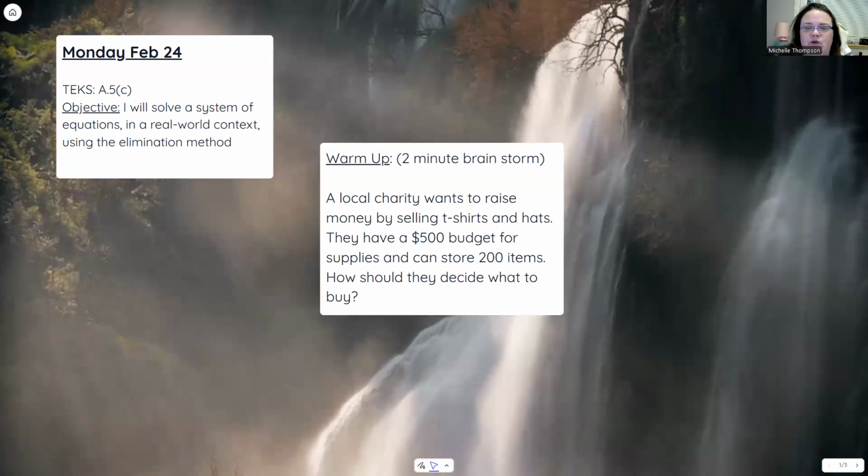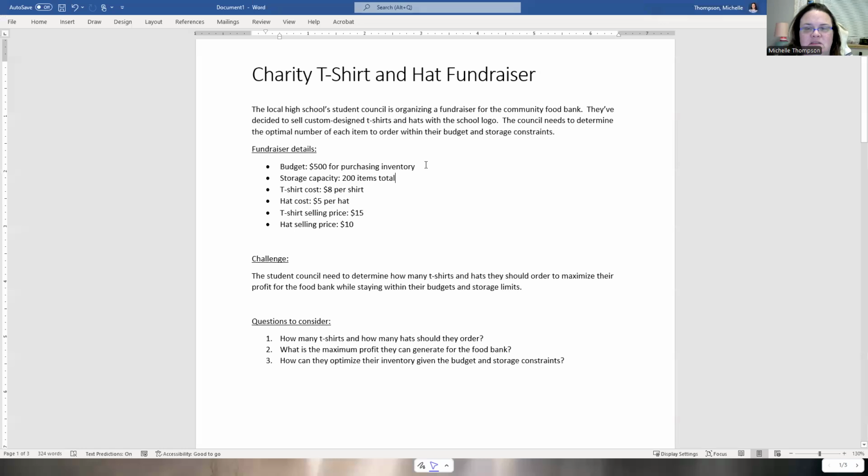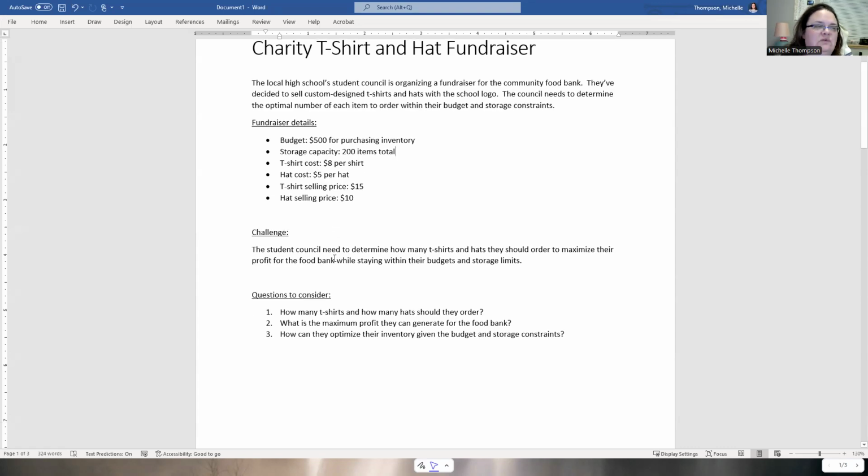Once they're in their new groups, each group would get a detailed sheet about the problem. Now we're talking about the high school student council organizing a fundraiser for the community food bank. We want to design stuff with the logo, and it gives them some fundraiser details. The challenge would be to determine how many t-shirts and hats they should order to maximize their profit for the food bank while staying within their budget and storage limits.